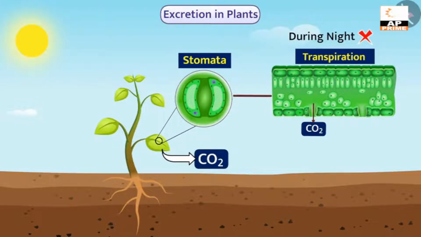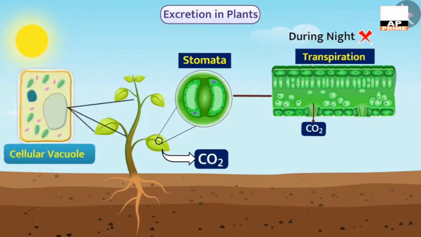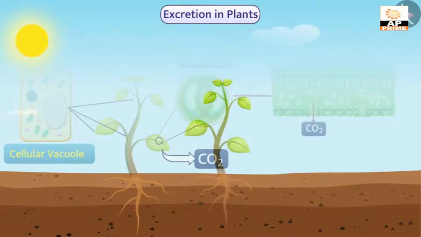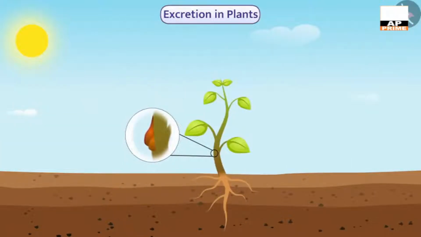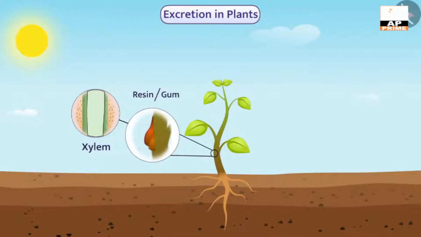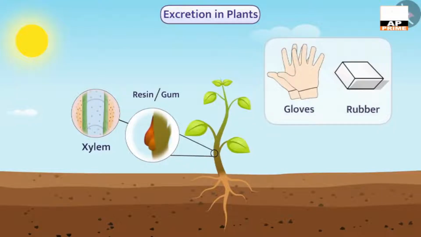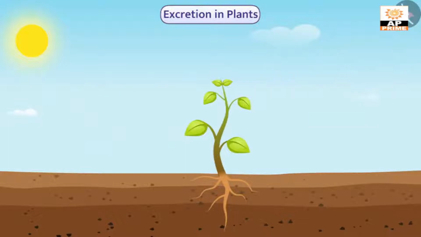Some waste products are stored in the cellular vacuoles of the bark of leaves and twigs which get detached from the plant. Some waste products are stored in old xylem in the form of resin and gum. Waste products like resin and gum are very useful to humans. The roots of the plant remove some waste products into the surrounding soil through diffusion.